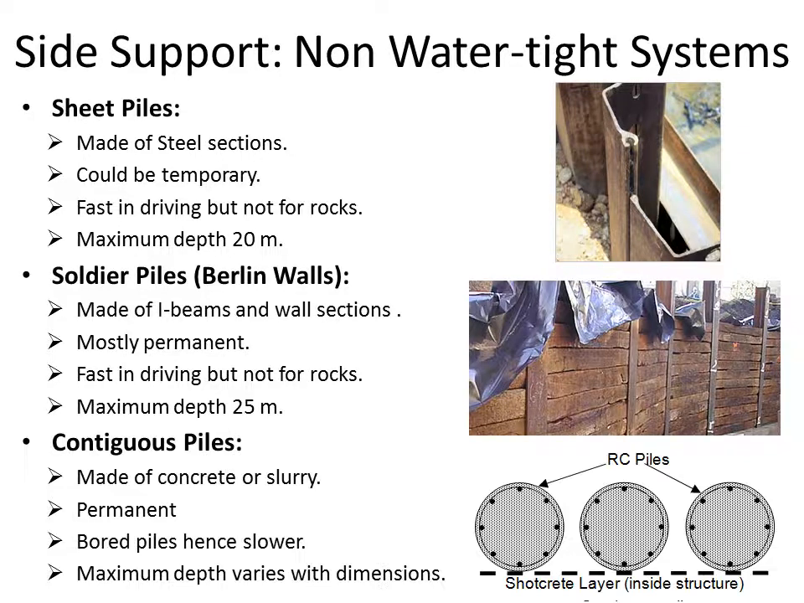Contiguous piles are simply concrete or slurry piles that are permanent for sure, and they are typically bored. Hence, it is slower than the other two. And the maximum depth will vary according to the cross section of the pile. So if you have a small diameter pile, it's different than having a large diameter pile.